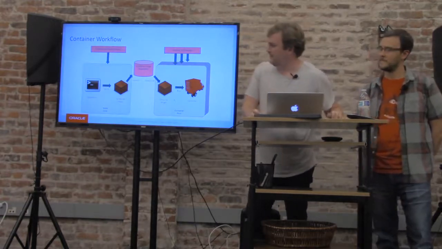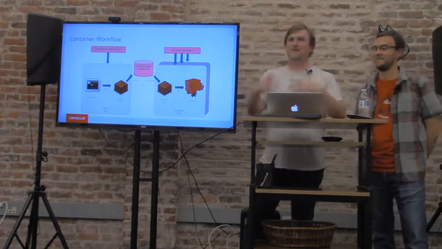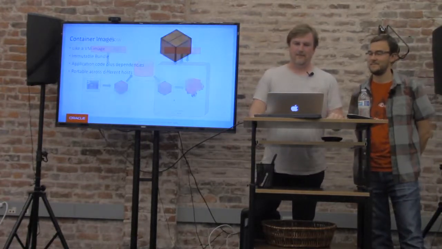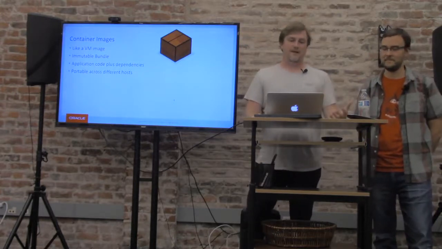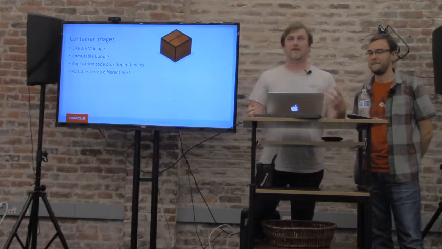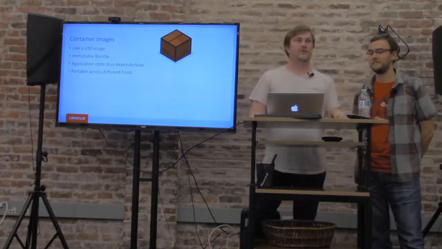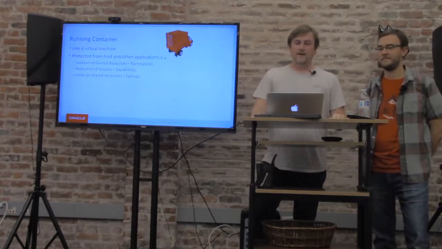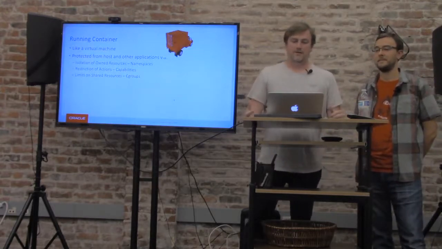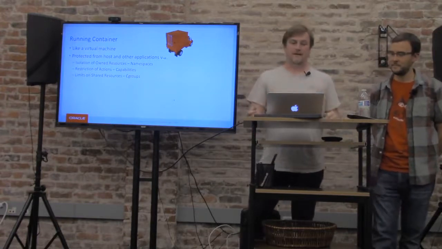I've used these nice little box and truck icons to help differentiate the idea of container image from a container. So an image is like a VM image. It's an immutable bundle. It's the application plus its dependencies. And the whole point of building a container, putting your application in a container, is to make it portable across different hosts. A running container can be thought of like a virtual machine. So it's protected from the other applications on the host via a few different things.